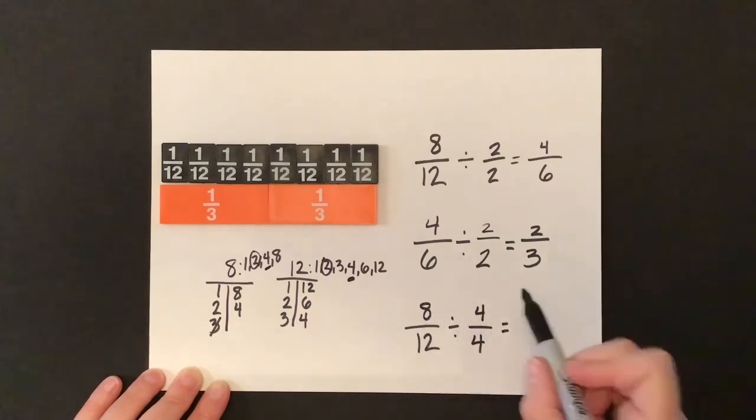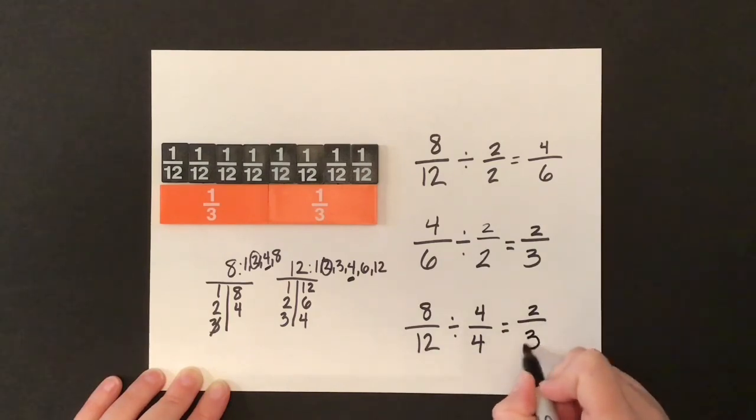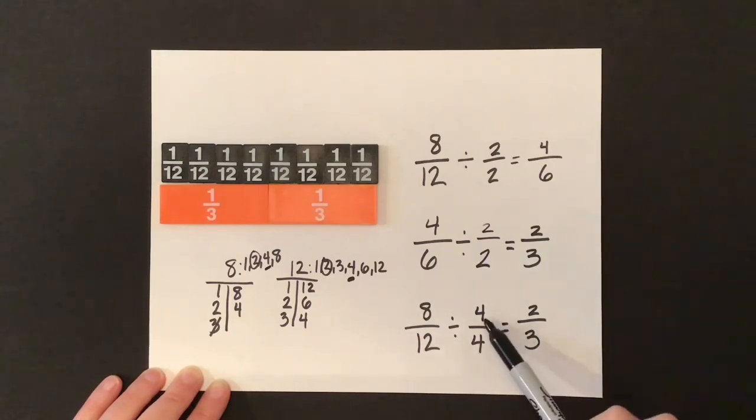8 divided by 4 equals 2. 12 divided by 4 equals 3. So we were able to find 2/3 as an equivalent fraction in one division step. So by choosing a different common factor, we were able to find a different equivalent fraction.